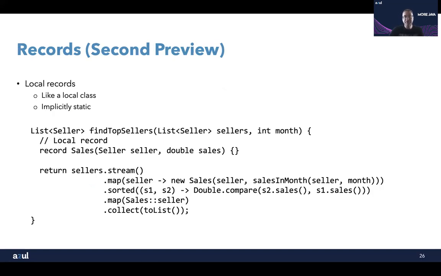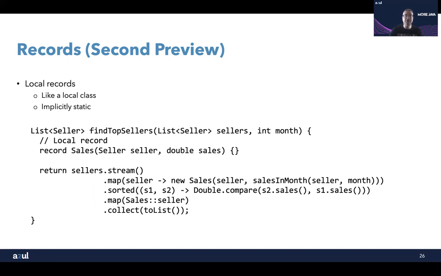Records, they went through another preview. So this was more about adding some extra functionality to it. And one of the things they did was they said, let's allow local records. I think this is very powerful because it means that if you want to use a record just in a particular method, then you can do it like this. So I've got a method called findTopSellers, takes a list of sellers, and I want to find out who sold the most in a month and order them in a list. So I can use a local record called Sales that contains 2 things, a tuple. It's got the seller and a value of how much they sold in a particular time.